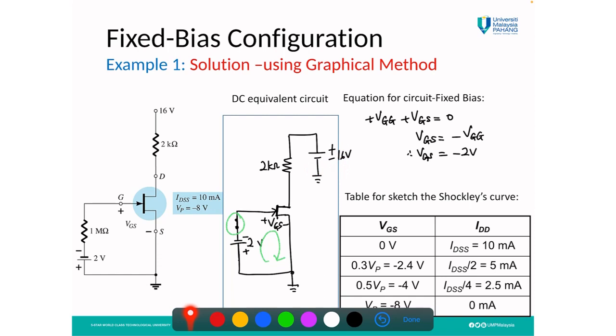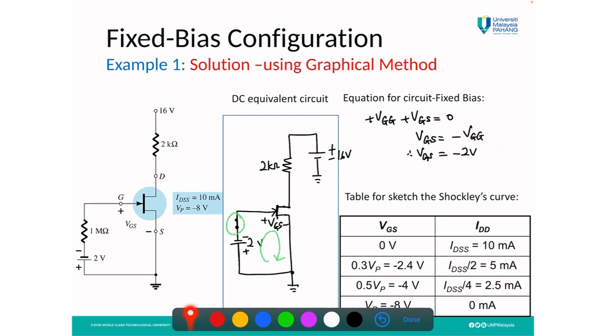Then write the equation for the circuit, which is VGS. So we need to get the loop here: VGG plus VGS equal to 0. Then VGS equals negative VGG. Then insert its value, negative 2, here. So actually the VGS is already solved. Get the answer here.